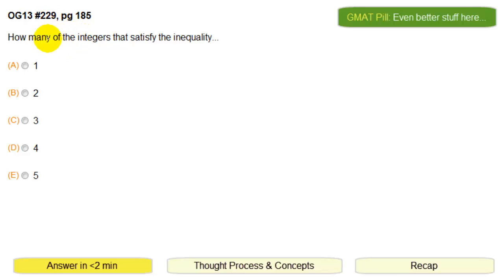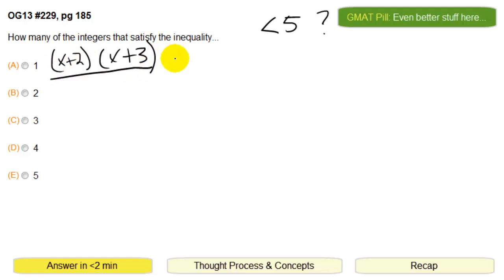Number 229. How many of the integers that satisfy some inequality are less than 5? So how many of them are less than 5? Well, the inequality that we're given is basically this: (x + 3)(x + 2) divided by (x - 2) is greater than or equal to 0. So this expression is greater than or equal to 0.